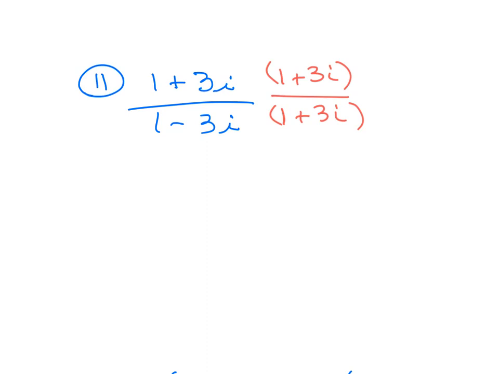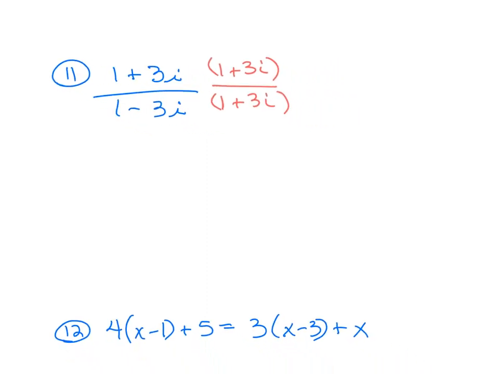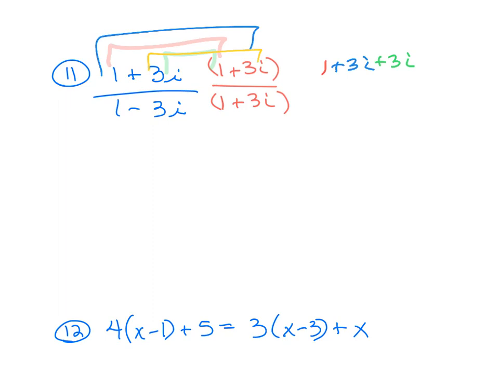All right, so let's do the numerator. If I go ahead and FOIL here, first gives me 1. Outside gives me 3i. Inside gives me 3i. And last gives me 9i squared. Now I'll go ahead and simplify this and then put it in the top of the fraction. I can add the middle, gives me 6i.